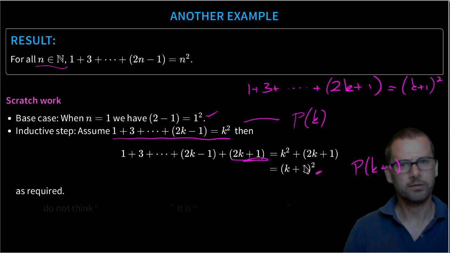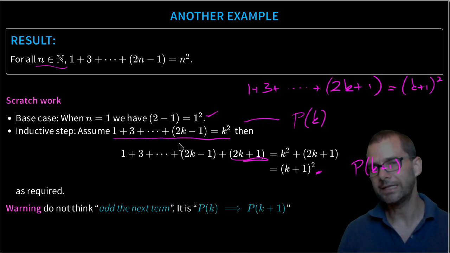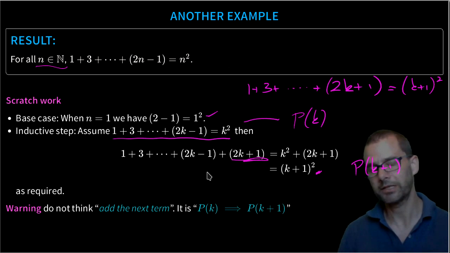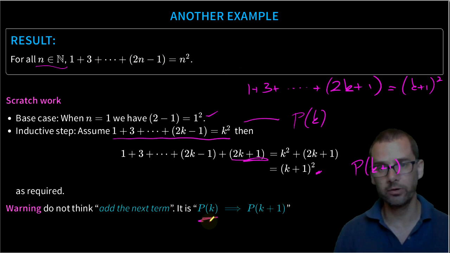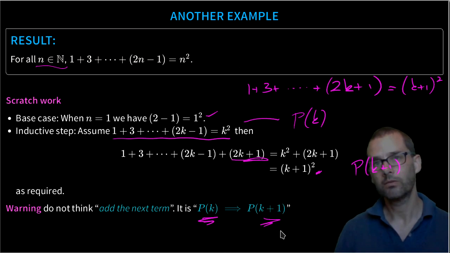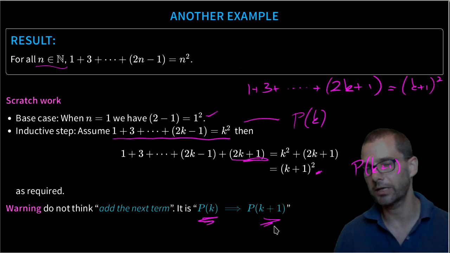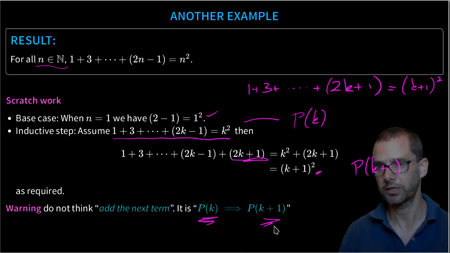Okay. Now, something to be careful of here. Don't think of this as just adding the next term to both sides. Induction is not just adding the next term. We're really proving that if we assume that it's true when n equals k, then it is true when n equals k plus 1. And the way that we can show that for this particular example is by adding the next term. But in general, that's not what induction is.